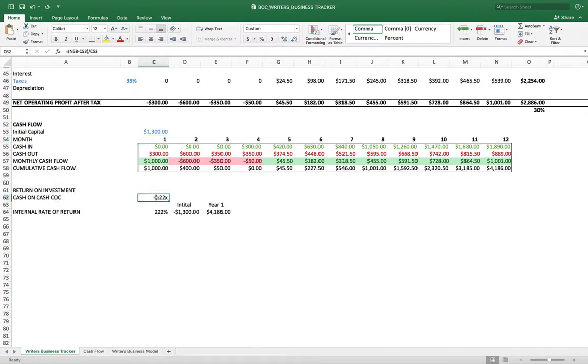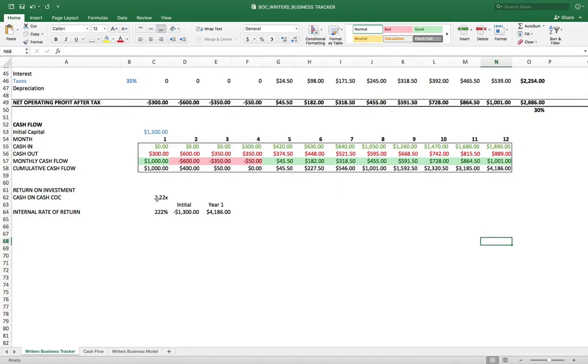So what I'm automatically calculating here is your cash on cash return for the year based on your initial investment of $1,300 and what ends up to be about $4,000 in cumulative cash flow. The thing about cash on cash is it doesn't take in the function of time. So whether this was 1 year or 100 years to get to that number, 4,000, it's still a 2.2 times return on my cash.